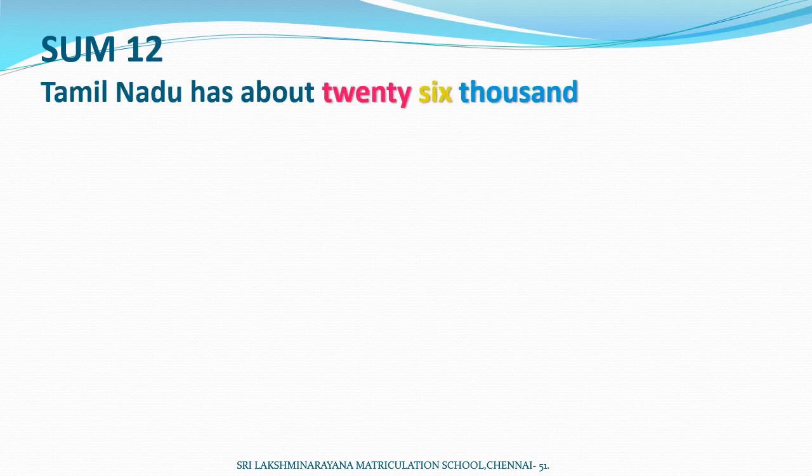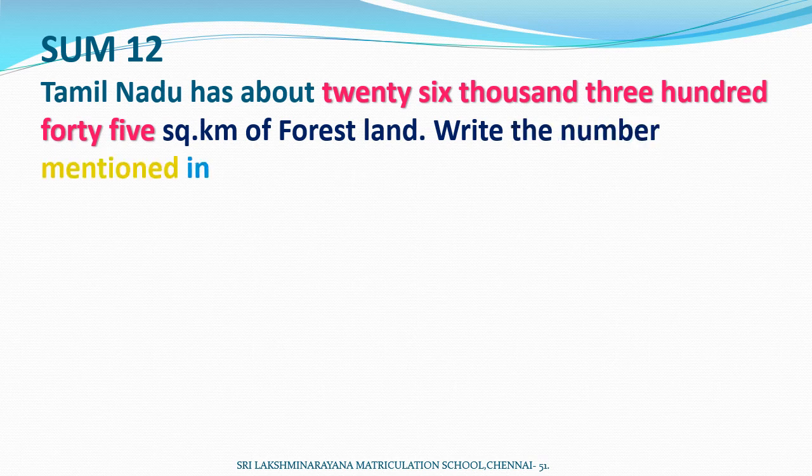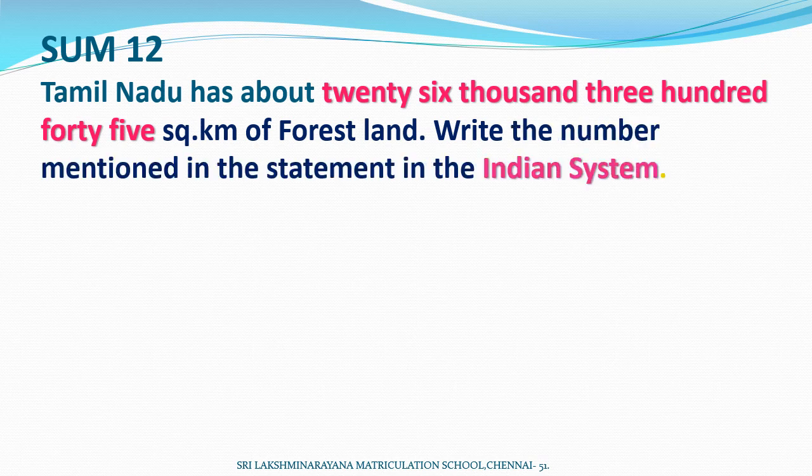Our next sum, sum 12. Tamil Nadu has about 26,345 square kilometer of forest land. Write the number mentioned in the statement in the Indian system. I have denoted the number in red color. The number in words given is 26,345. Now we have to write this in numerals.